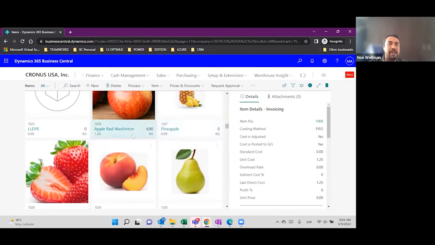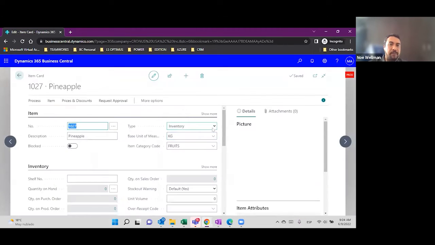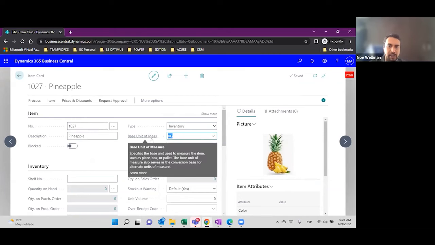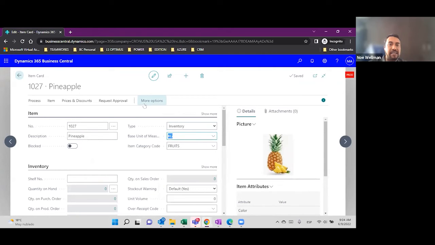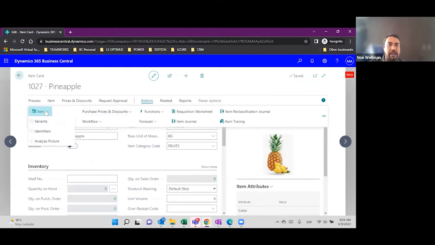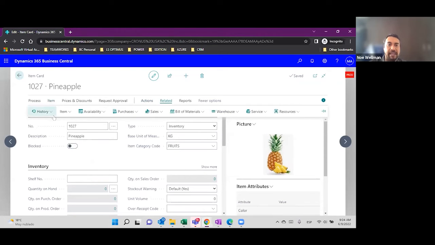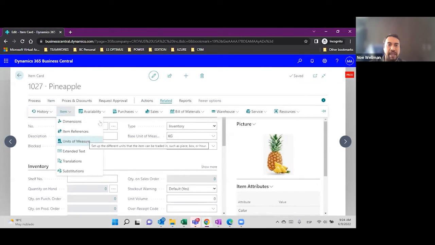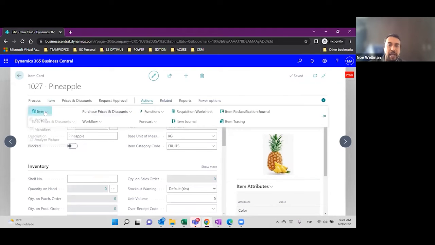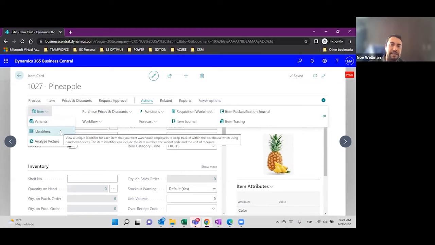To begin, I'm going to open one of my items. This is the pineapple. Let me show you what type of requirements I would use here. First of all, I have my item card, the picture, the pineapple, description, everything here, and I measure this in kilograms. This is very important from now on. As well, you need to set up, if necessary, the attributes of this item, such as the unit of measure and the barcodes as well. Please check other webinars that look at these identifiers, variants, and so forth.